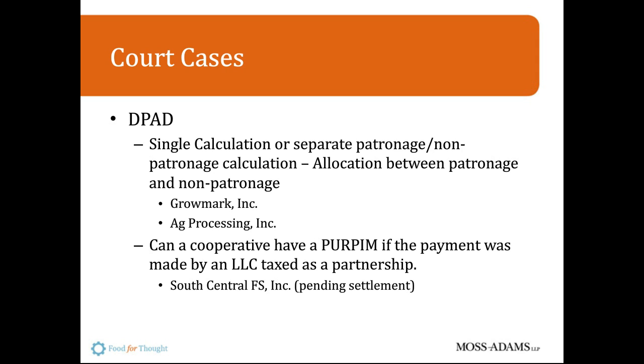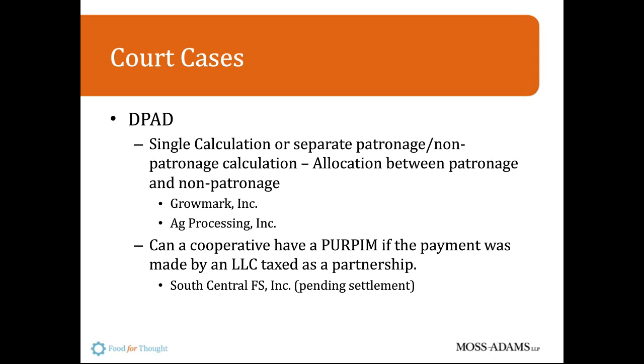Growmark and AGP both had this issue brought up during audits. I believe AGP's was an amended return, whereas Growmark's was on an original return. Both had done one calculation for their patronage activities and their non-patronage activities, and then calculated what the IRS considered to be a larger DPAD deduction.